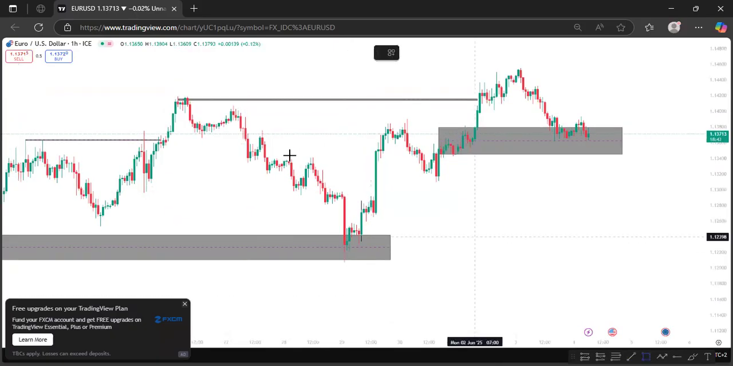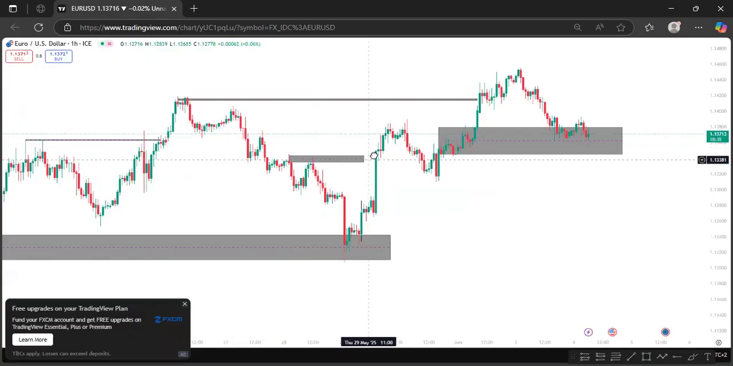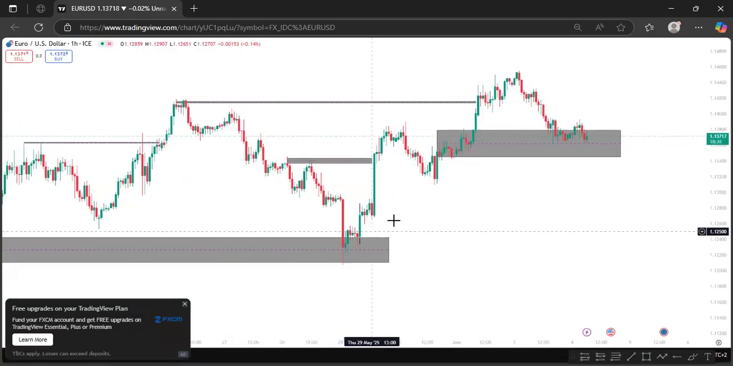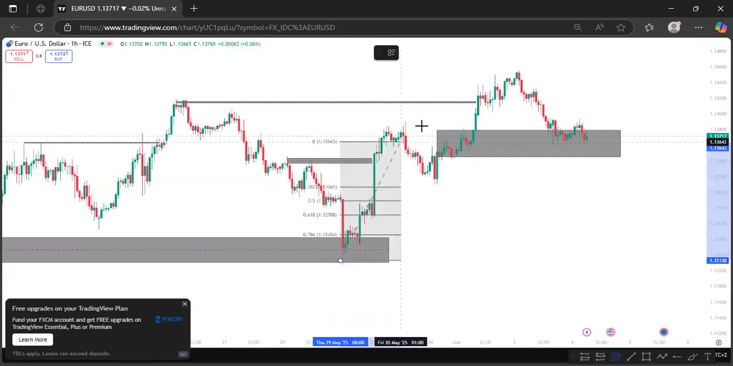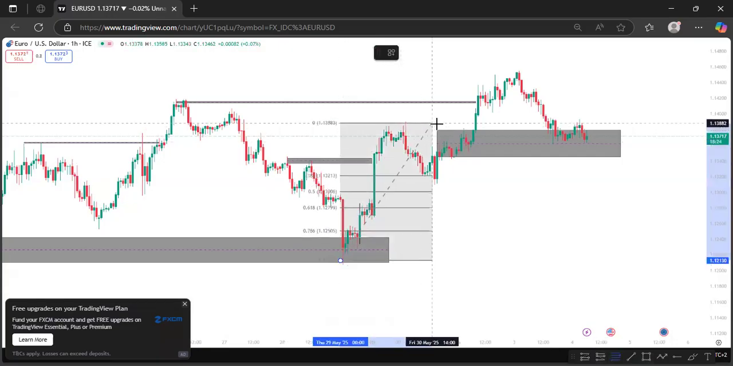Now, after this downtrend, what do we have? We had a shift in market structure here. We had it at this point. So where was the origin? You take note, this was the high. This was the high that caused that break of structure, right?